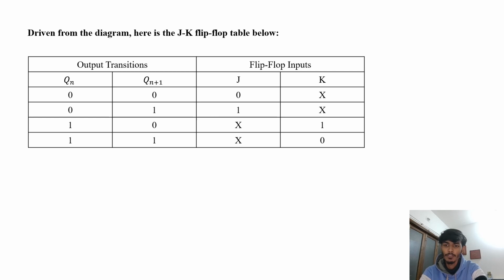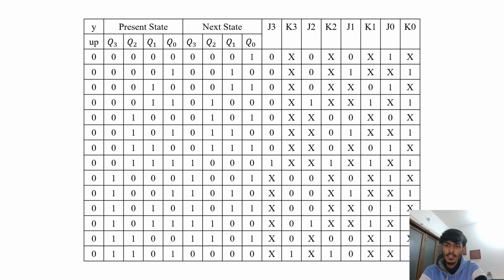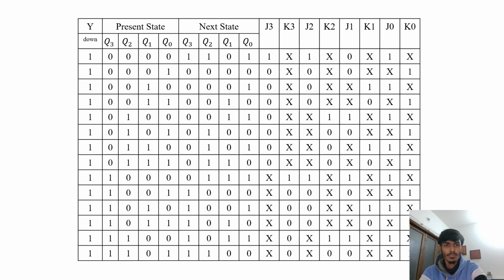Moving on to the JK flip-flop truth table. Since the counter is flip-flop based, we used a JK flip-flop table. This helps decide the correct J and K inputs so the counter toggles properly and stays stable during transition. This one is the up table and this one is the down table.